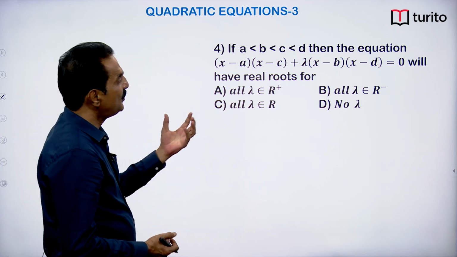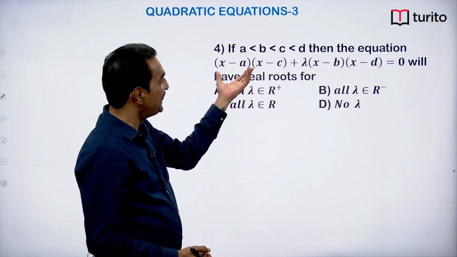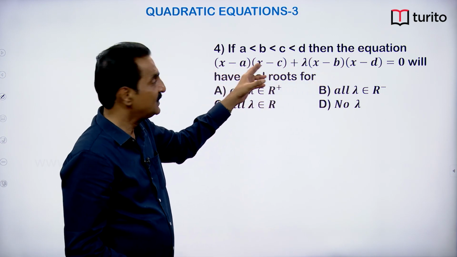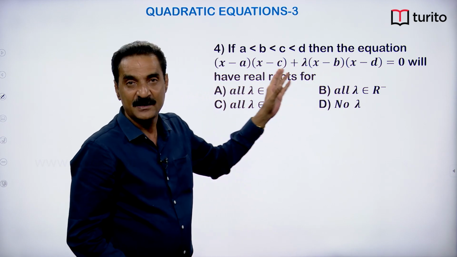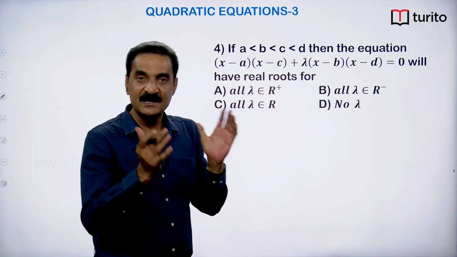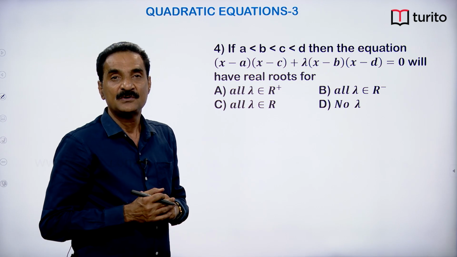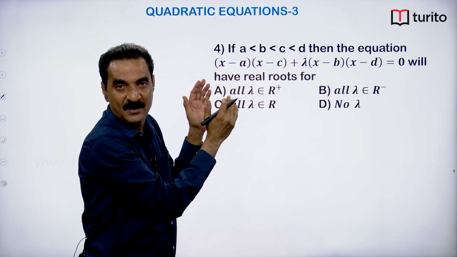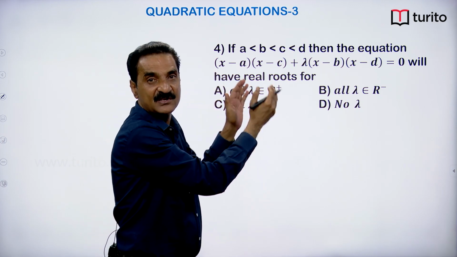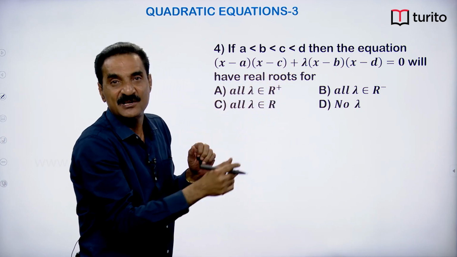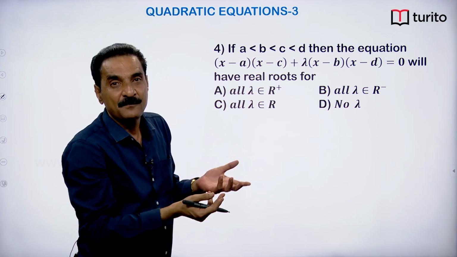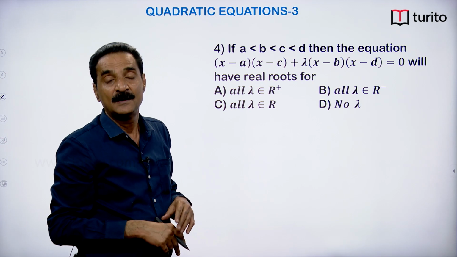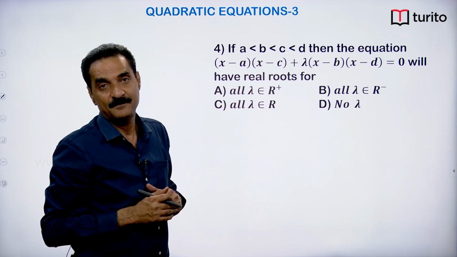Actually, if you want to know about real roots, we have to find the discriminant of this quadratic equation. If you multiply these two, you will get a quadratic. If you multiply these two, you will get another quadratic. Quadratic plus quadratic is another quadratic. So, after expanding completely and writing in the form of a quadratic equation with first x square term, then x term, constant, we have to find the discriminant and check for what values of lambda the discriminant is positive. But that method will be very long.